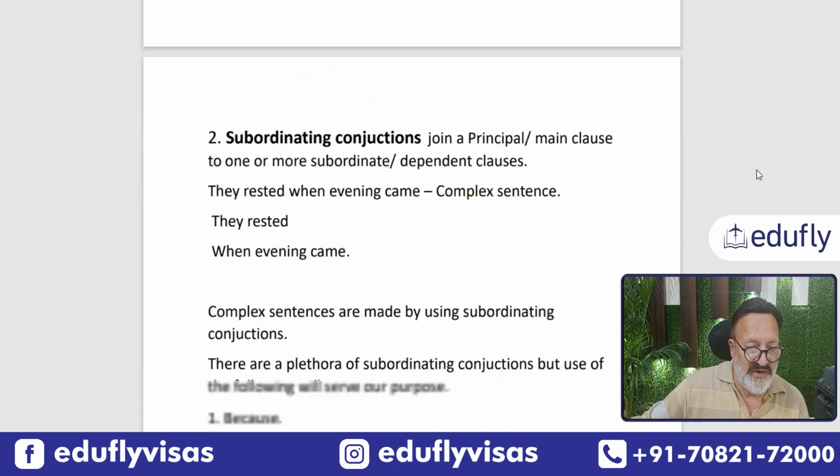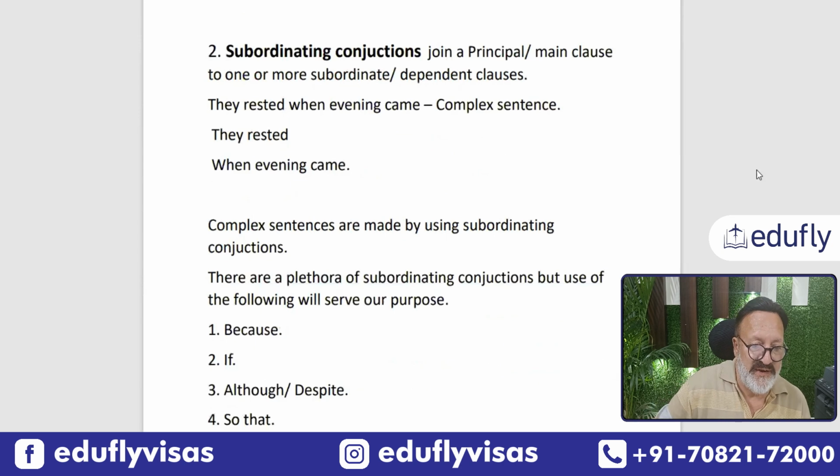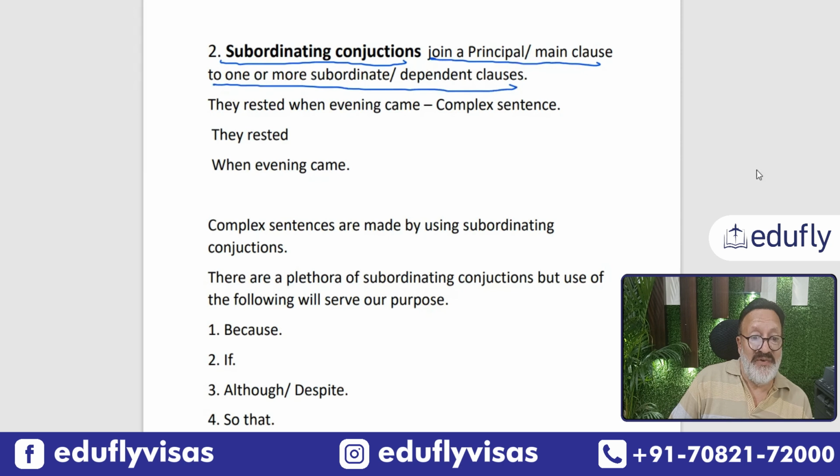Now let us move on to another type of conjunction, which is the subordinating conjunction. Earlier we had coordinating conjunctions, and this is subordinating. Coordinating makes compound sentences, remember, and subordinating conjunctions make complex sentences. What is the quality of this conjunction? It joins a principal or main clause to one or more subordinate, dependent clauses. Let's take an example. They rested when evening came. This is a complex sentence. Somebody may think that complex means writing a long sentence. No, this is such a short sentence, and it's a complex sentence.